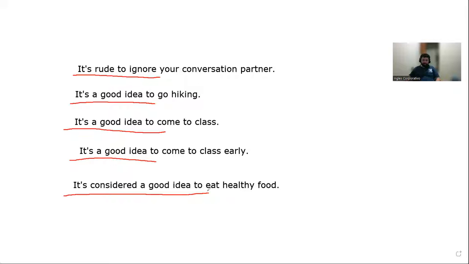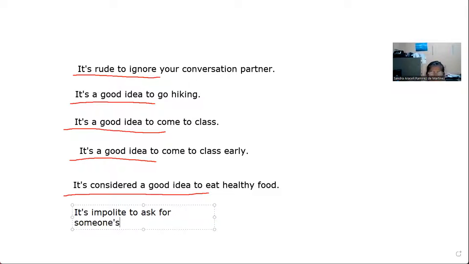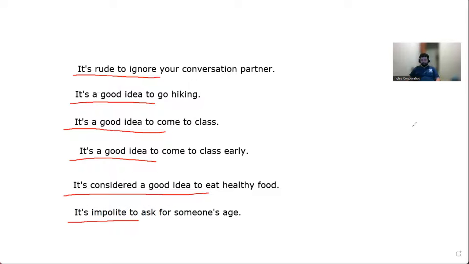All right, okay. We can say it's impolite to, right? We have another infinitive phrase here. So it's impolite to? To what? To ask for someone's age. Okay, very good. So see guys, this is the reason why they're called phrases, right? Now, can we also use gerunds here? Yes. All right.